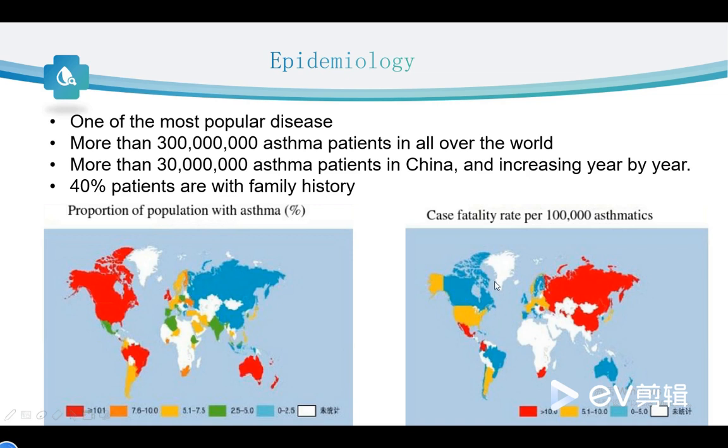But in another picture about the case fatality rate, we can find that the case fatality rate is much higher in the countries in Asia. And why it's different in these two pictures? I think maybe it's because of the neglection of the early diagnosis and regular treatment for the asthma in these Asia countries.